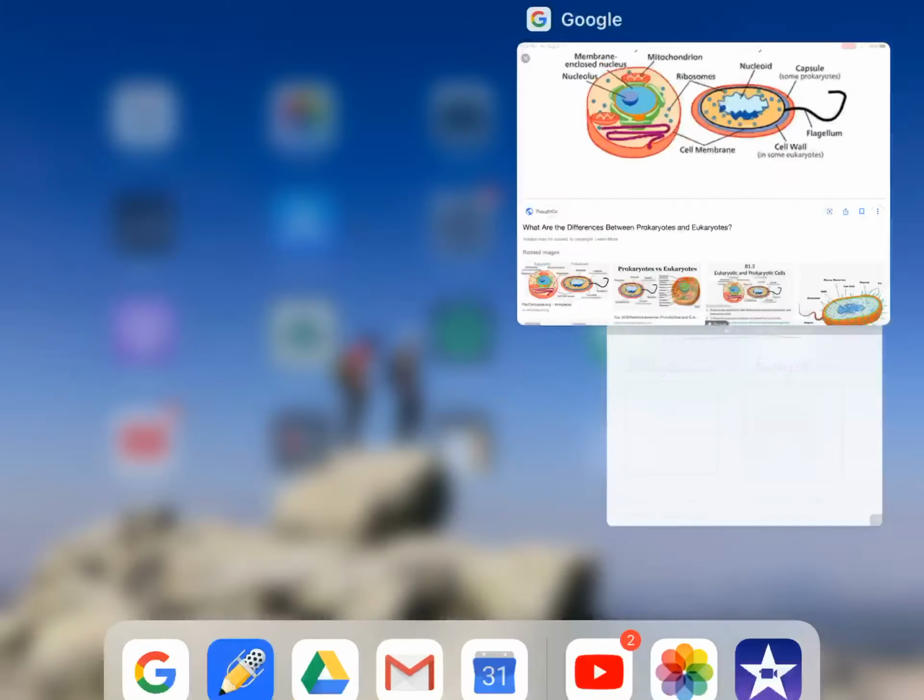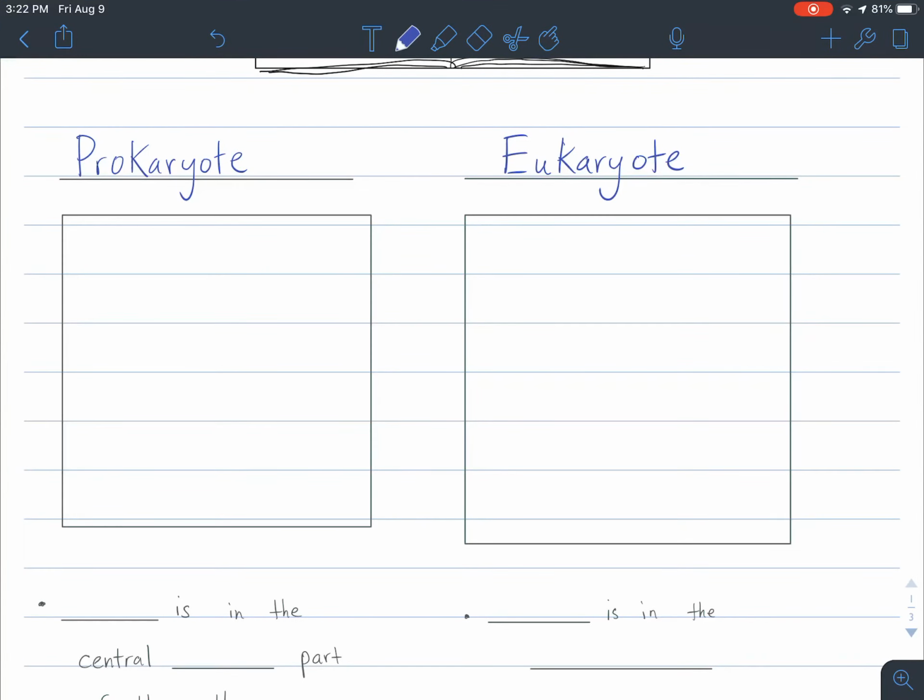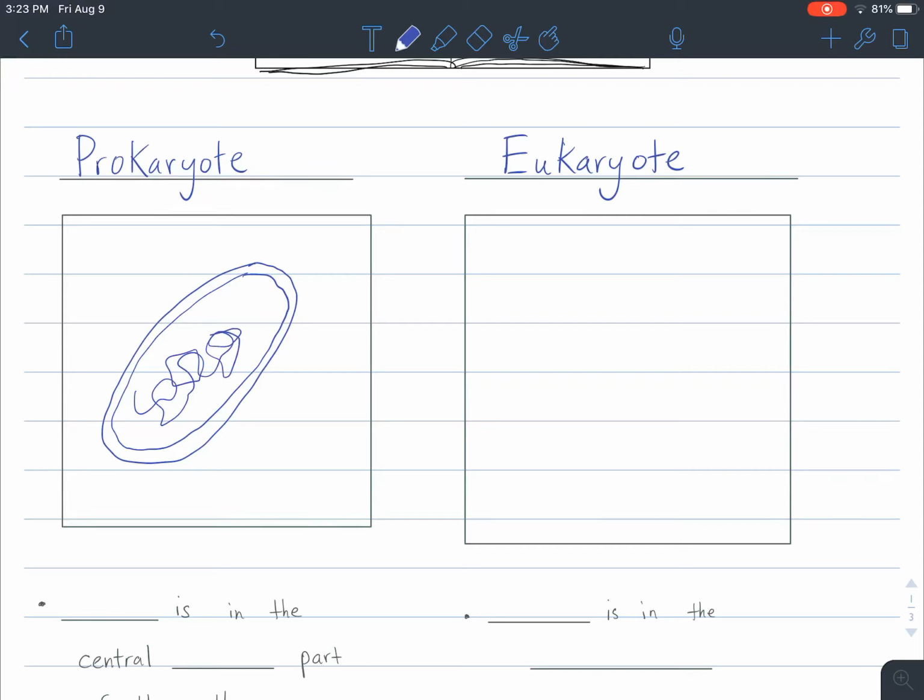Anyway, let's get back to those notes then, and let's try to draw ourselves a picture of a prokaryotic cell versus a eukaryotic cell. So for the prokaryotic cell, I'm going to draw that long pill shape, and it did have an outside and then an inside membrane, and then inside there the DNA or the genetic material is just all over the place here. But there were also some circles in there. Those little dots were ribosomes.